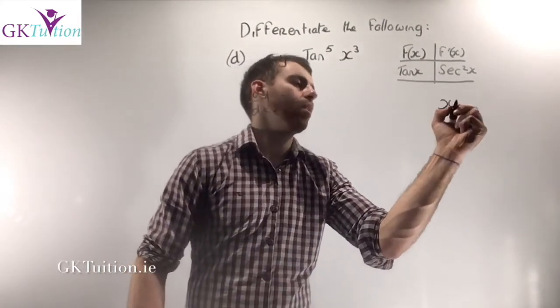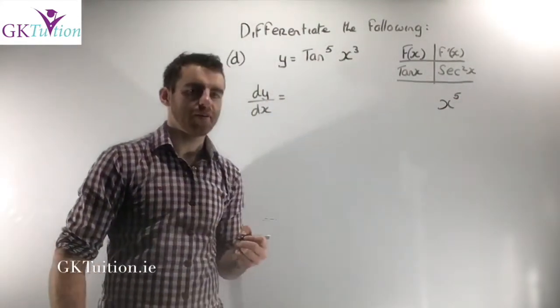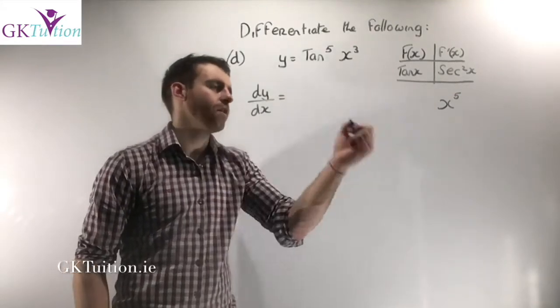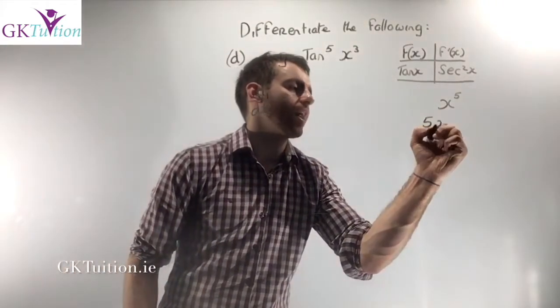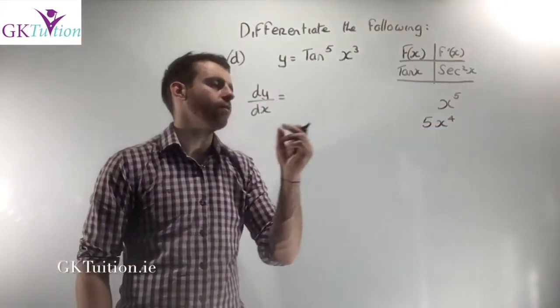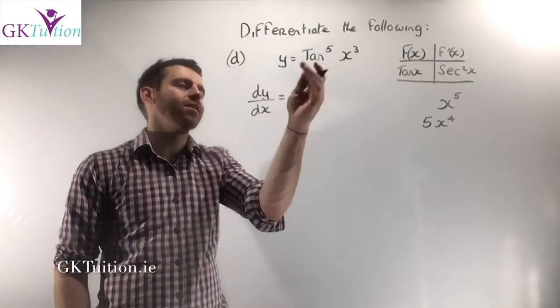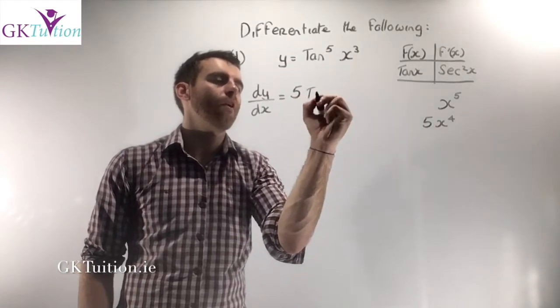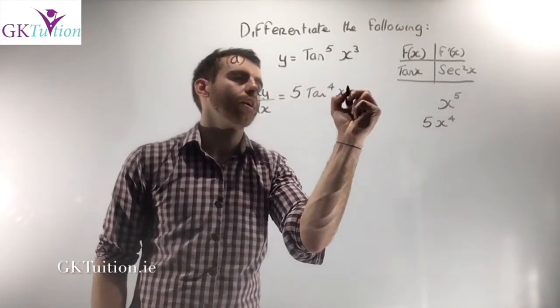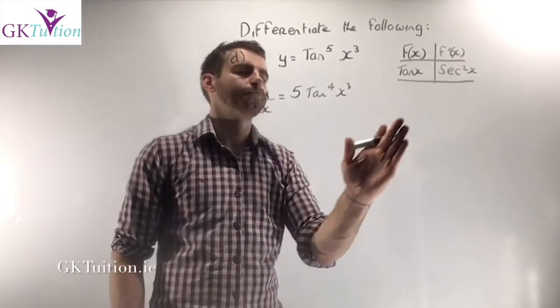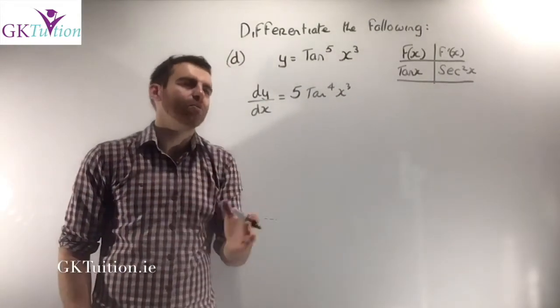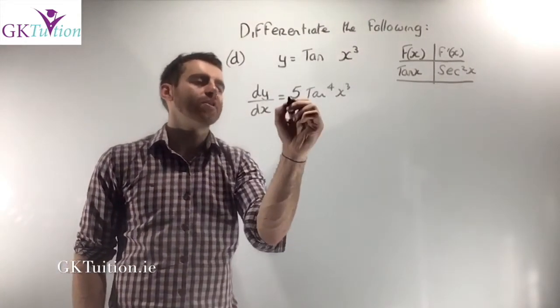So I ask myself, what would I do if I had x to the power of 5? If I had x to the power of 5, it would just be 5x to the power of 4. Bring the power in front and decrease the power by 1. So I can now say that tan to the power of 5 will become 5 tan to the power of 4, and the angle just tags along. That's my power dealt with, so I could pretend as if the power is gone.